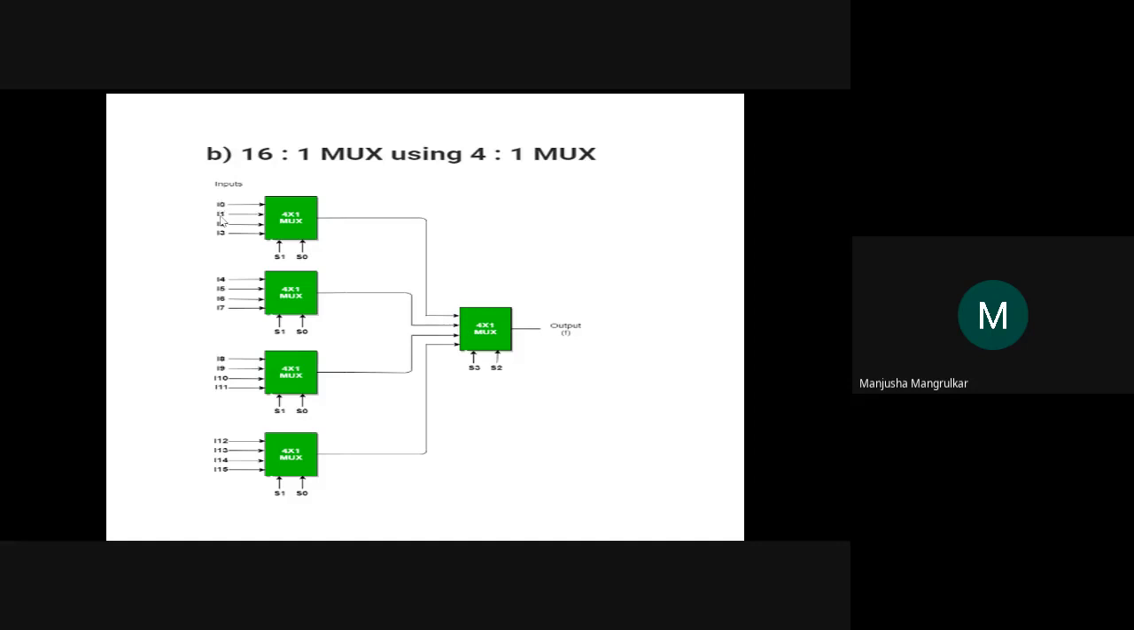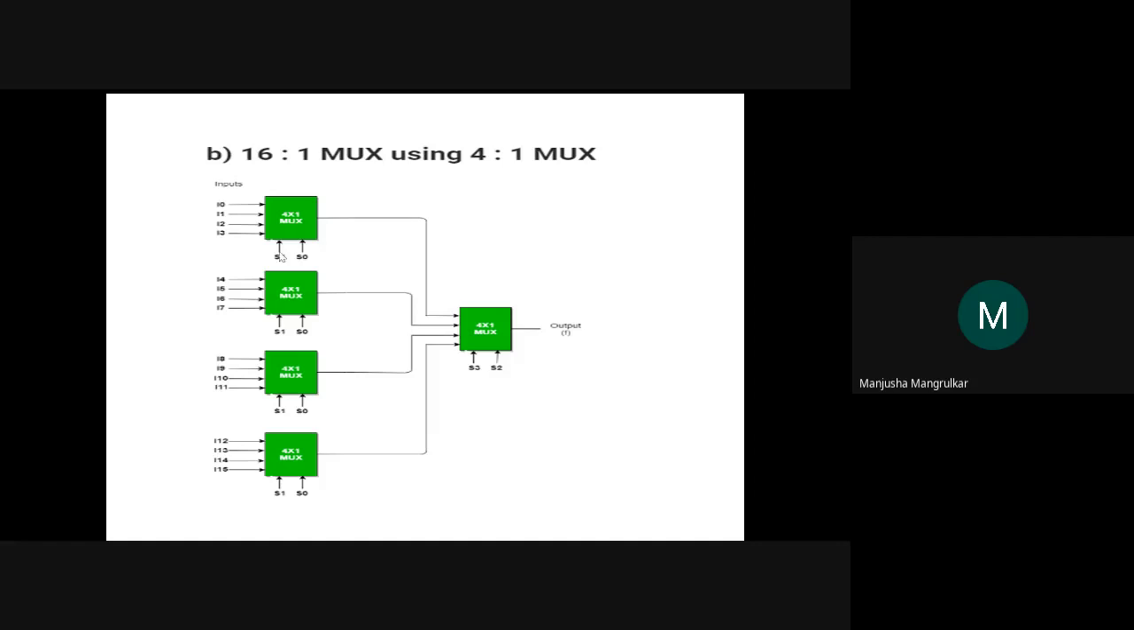So now this is 0, 1, 2, 3, 4, 5, 6, 7, 8, 9, 10, 11, 12, 13, 14, 15. These are the 16 input signals. Out of that, only one output signal at the same time. So now how many selector lines? If 16 signals are input, 2 to the power n, 2 to the power 4 is equal to 16. So 4 will be the selector lines, that is S0, S1, S2, S3, right?